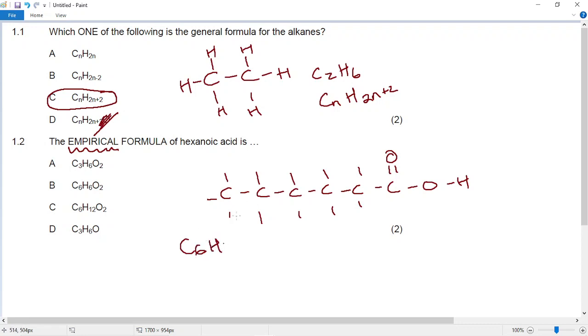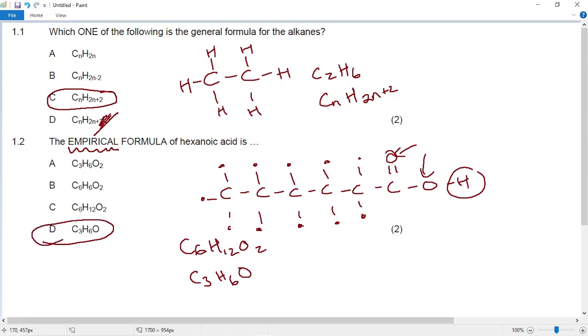How many hydrogens have I got? It'll be 1, 2, 3, 4, 5, 6, 7, 8, 9, 10, 11. And this one on the end here makes me have 12 hydrogens. And then I've got this oxygen and this oxygen, so I've got 2 oxygens. Now this is the molecular formula, but it did not ask me for the molecular formula. It asked me for the empirical formula, which is the simplest whole number ratio. So if there's 6 carbons, 12 hydrogens, and 2 oxygens, if you divide by 2, you'll get C3H6O. And then you just look through the answers here, and C3H6O is this answer, D.